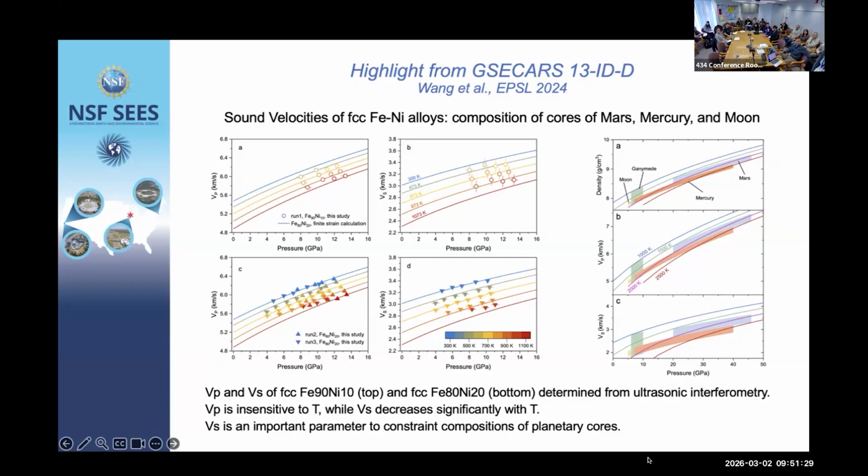This one is an iron nickel alloy, a couple different compositions with applications to various planetary bodies, Mars, Mercury, and the Moon. We don't have seismological data on Mercury to compare this to, but we do have geophysical data. And there's actually a growing understanding of the seismological properties of Mars and the Moon now.